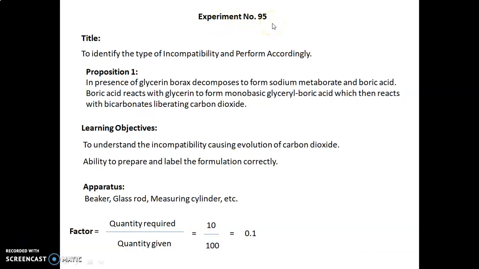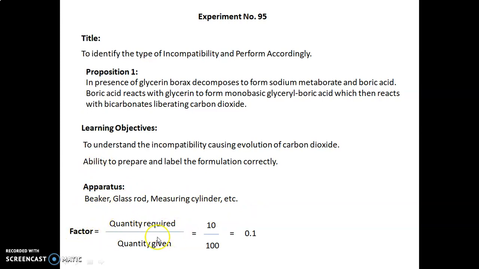Experiment number 95. The title of this experiment is to identify the type of incompatibility and perform accordingly. Proposition 1: in the presence of glycerin, borax decomposes to form sodium metaborate and boric acid. Boric acid reacts with glycerin to form monobasic glyceryl boric acid, which then reacts with bicarbonates, liberating carbon dioxide. Learning objectives are to understand the incompatibility causing evolution of carbon dioxide and the ability to prepare and label the formulation correctly. Apparatus required are beaker, glass rod, measuring cylinder, etc.